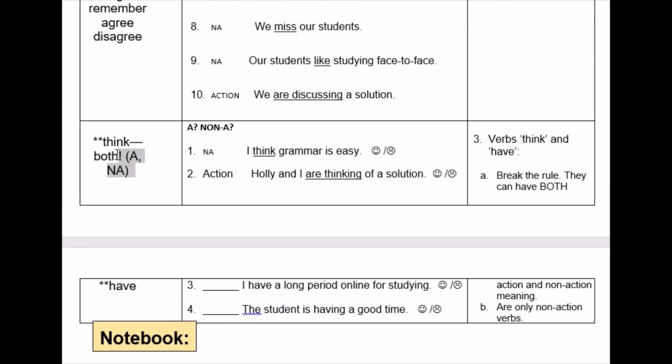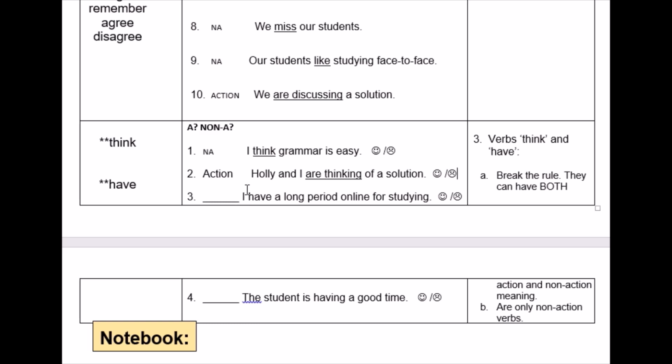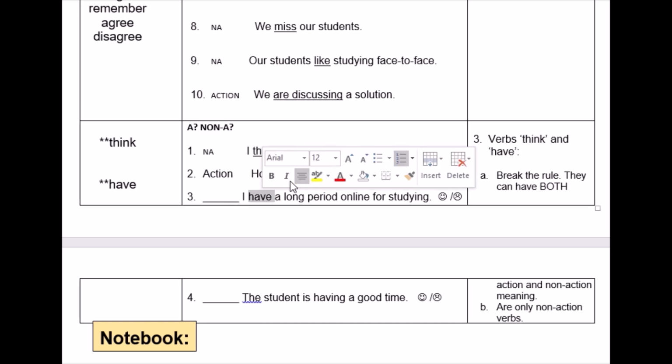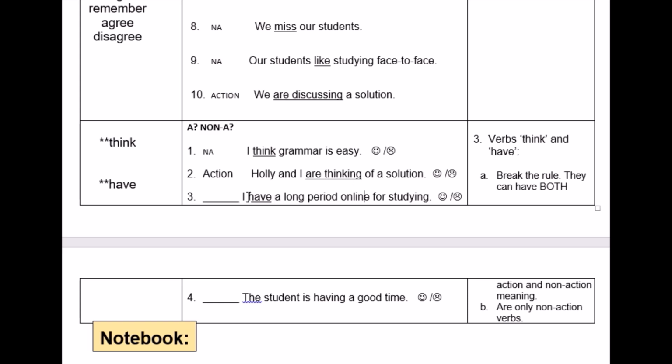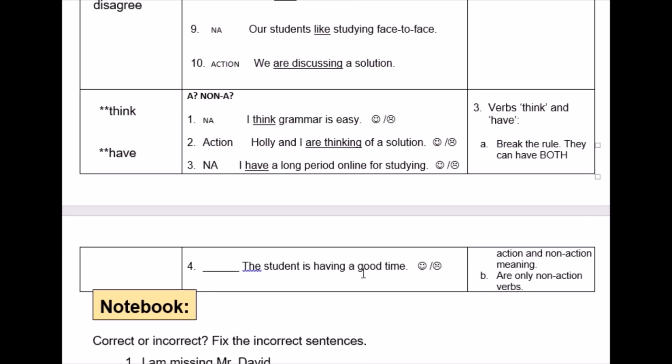So let's look at have. I have a long period online for studying, okay? Subject, I. Verb, have, okay? Is that an action or non-action? Non-action. Okay. But number 4, the student is having a good time. What's the subject? What's the verb? The verb phrase is having. So I have my helper verb with ing. Okay, is having a good time. I'm having a good time. This is actually an action. This is an action, okay?